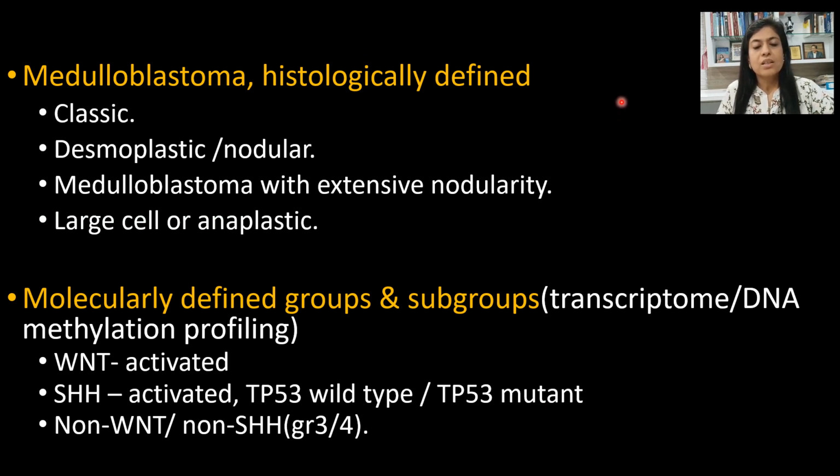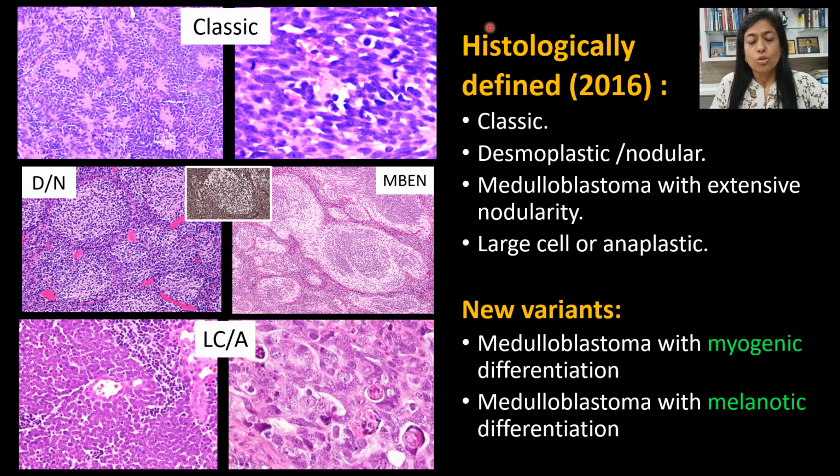In 2016, the medulloblastomas were defined as histologically defined groups and molecularly defined groups and subgroups, depending on the transcriptome and DNA methylation profiling. The histologically defined groups are, first, classic. In this, the tumor is composed of round to oval blue cells with increased cellularity. These are the primitive embryonal cells. You can see there's increased mitotic activity. Numerous apoptotic bodies are noted. In some cases, Homer Wright rosettes may be found, or even nodules of these tumor cells with pale islands.